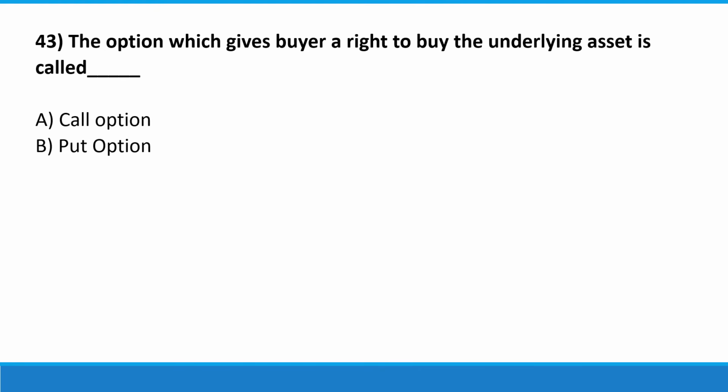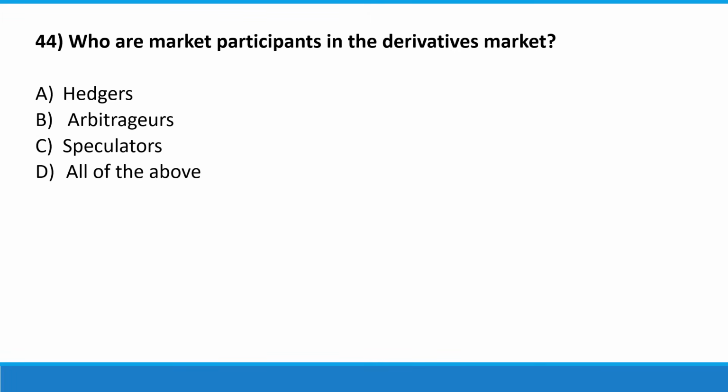The option which gives the buyer a right to buy the underlying asset is called option A, call option, option B, put option. The correct answer is option A, call option. Who are the market participants in the derivatives market? Option A, hedgers, option B, arbitragers, option C, speculators and option D, all of the above. The correct answer is option D, all of the above.